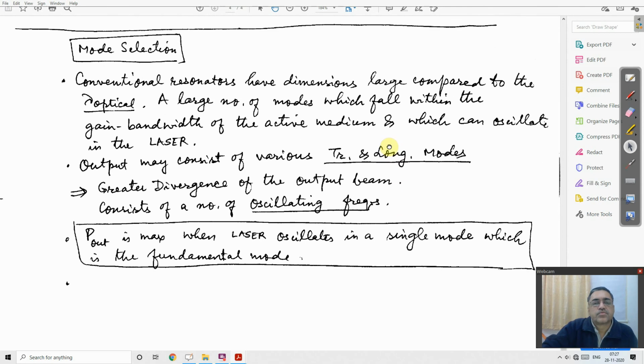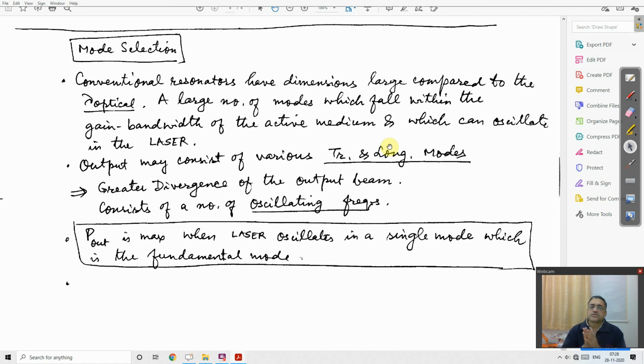Now the question is, how are modes selected? Conventional resonators have dimensions large compared to the optical wavelength. A large number of modes which fall within the gain bandwidth of the active medium, and which can oscillate in the laser, can be set up, because the cavity dimensions are large.